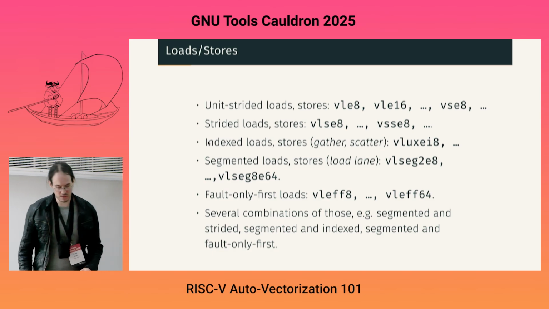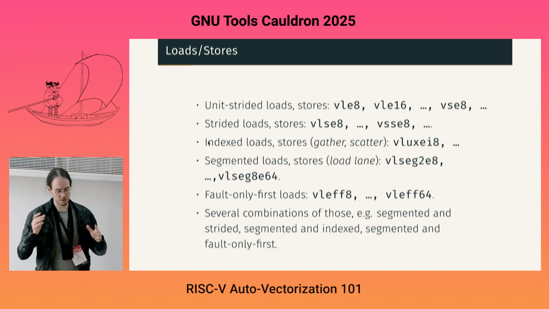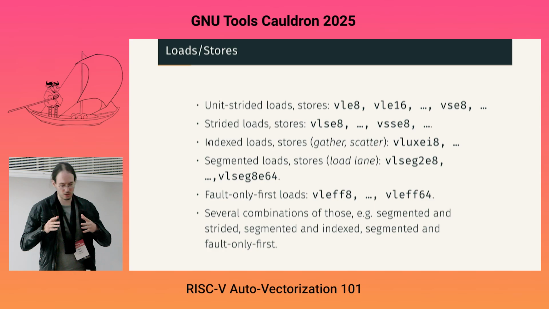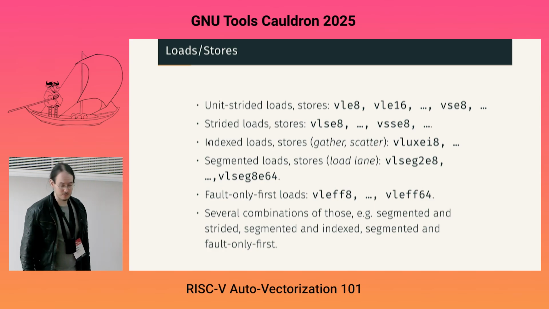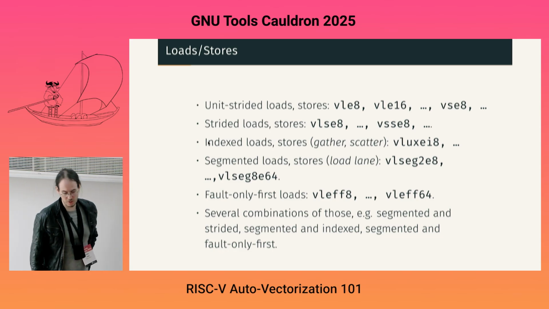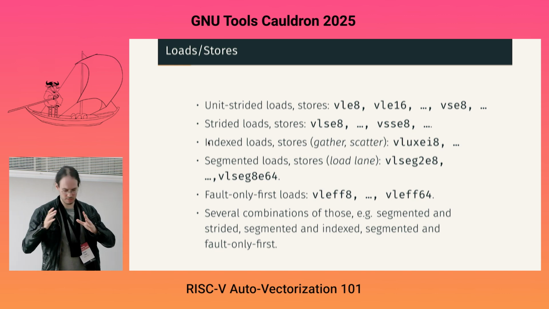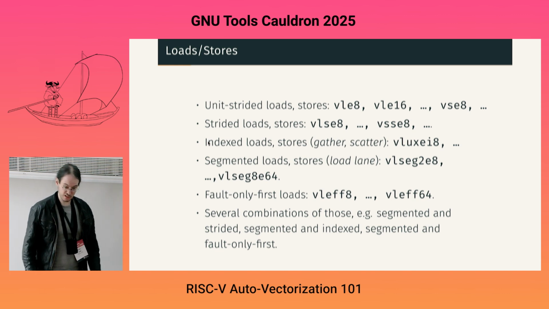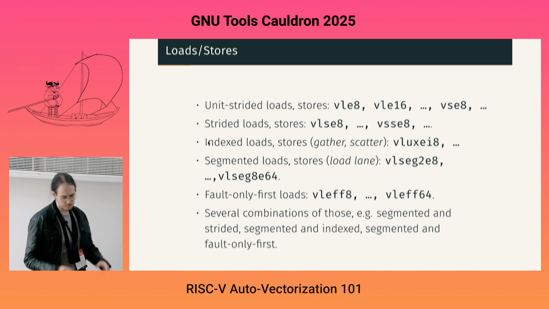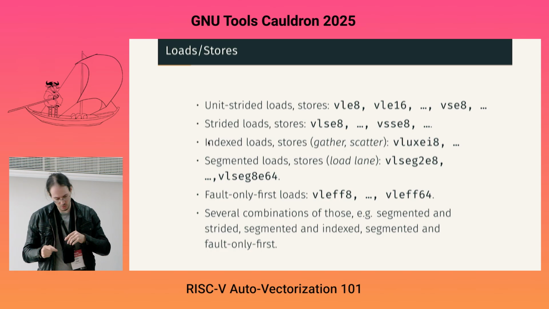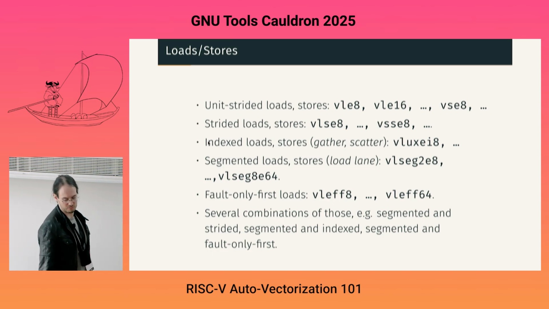And we have segmented loads. These correspond to the load lanes GIMPLE construct in GCC. And they are called vector load segment of the size and then the element size as well. What we also have, just like SVE, is fault-only-first loads that load up to the next fault, where the fault would happen, then stop and continue. And of course, we have several combinations of what I already mentioned, like segmented and strided loads, segmented and indexed loads, segmented and fault-only-first loads, and so on and so on. We don't need to go into detail, but there's a lot of variety there.